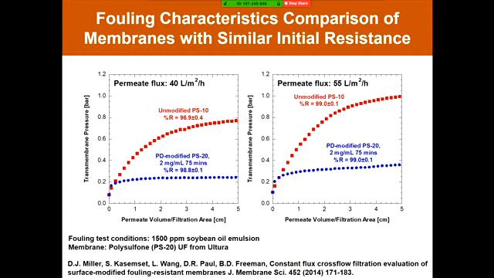And what you can see is that as time goes on, the membrane that is not modified shows a large increase in transmembrane pressure to keep this permeate flux constant. That is, the membrane is fouling in the presence of an oil-water emulsion. The polydopamine modified membrane is not, both at the lower and the higher flux.